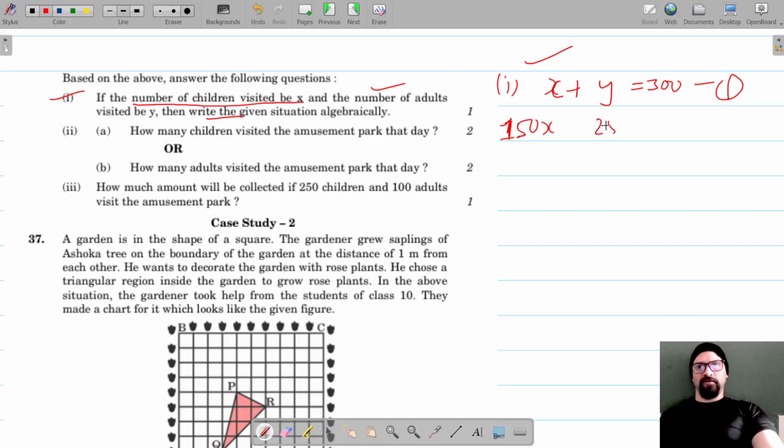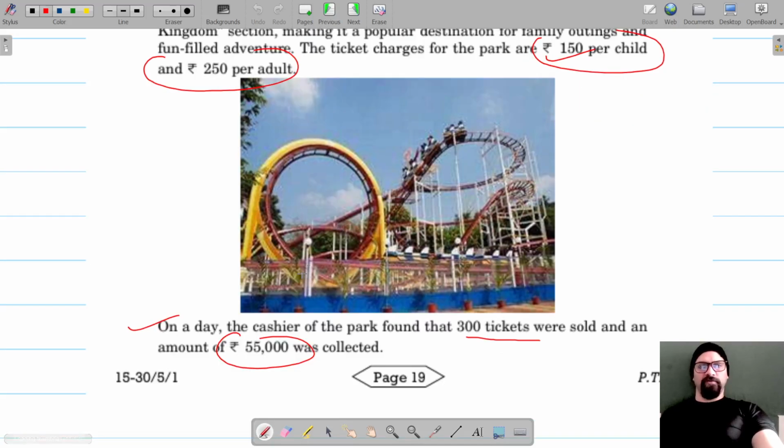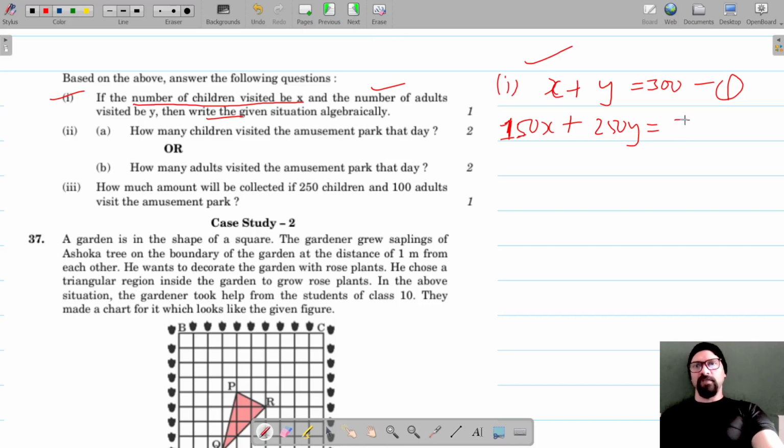So this is 250 into y, and the total amount of money collected was 55,000. That's the second equation. So these are the two situations written algebraically. We have to find how many children visited the amusement park that day. So that means we have to solve these two equations.